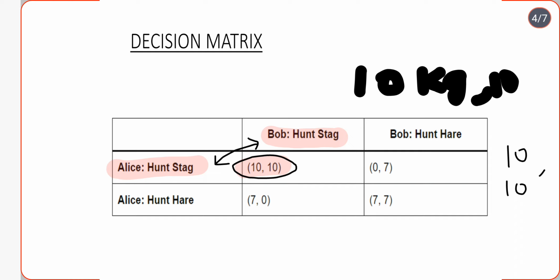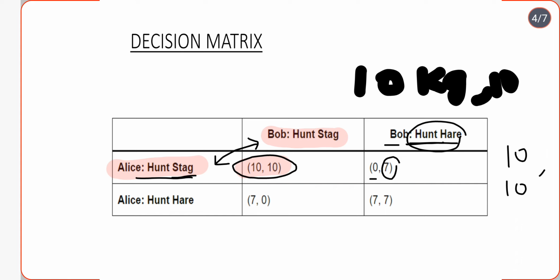Similarly, if Alice is thinking of hunting the stag and Bob is thinking of hunting the hare, then Alice gets nothing, right? But Bob, choosing to hunt the hare, gets 7 kilos of meat. Hunting the hare can be done easily, and Bob can hunt the hare alone.